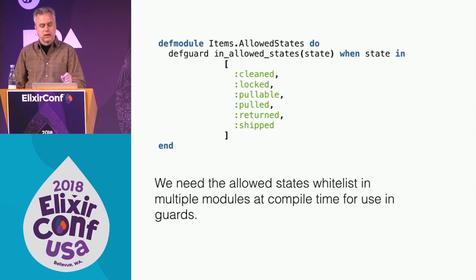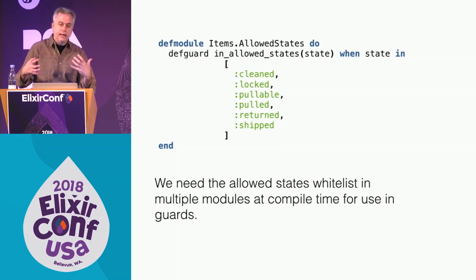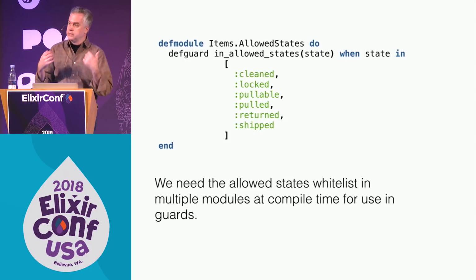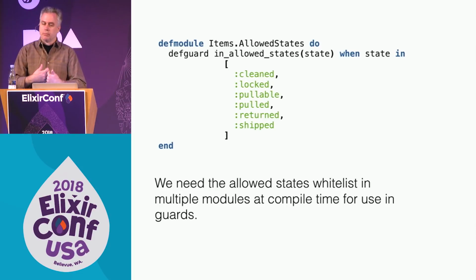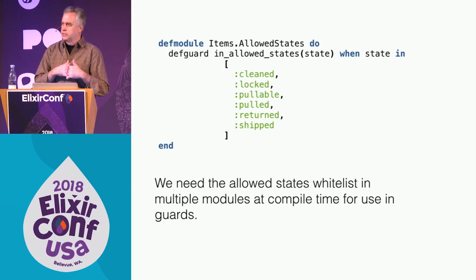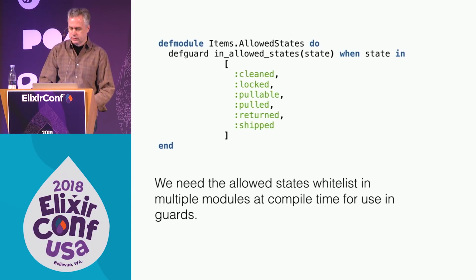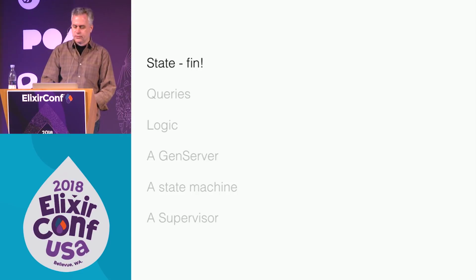So what we did is create a guard clause using defguard, and we're hiding this whitelist of states that we will need in multiple modules behind that. So now this guard, as long as we import this module, the guard is available to us always. We have one place that it lives. Okay, so that's it for state.